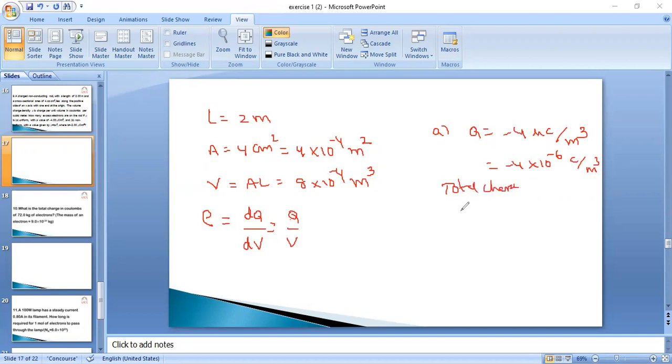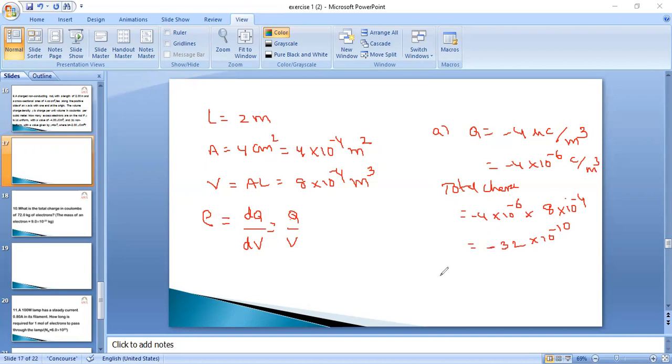Total charge on the rod means, per meter cube it is -4 into 10 power minus 6, this minus indicates only the negative charge, into total volume, how much? 8 into 10 power minus 4. And now the total charge is 4 into 8, 32 into 10 power minus 10, which indicates just negative charge, that is electron charge.